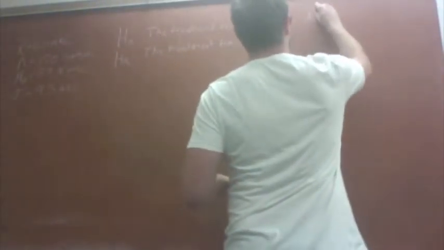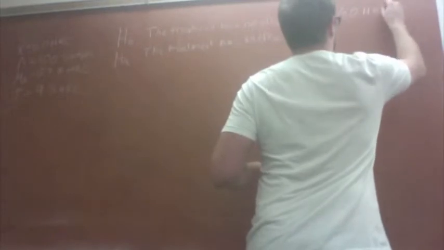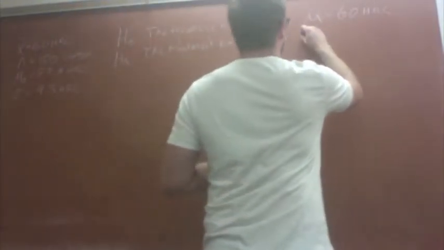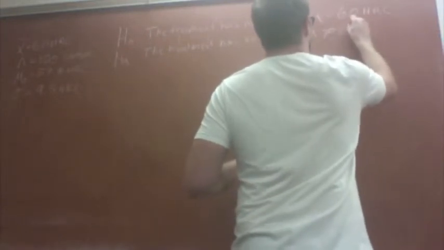So if the treatment does not have an effect for the null hypothesis, we're going to say that our mean is equal to exactly what it was before. So in our original sample, we know that it was at 60 HRC. And then for our alternative, we're trying to say that it was anything but 60 HRC, or the mean. So our mu in this case does not equal 60 HRC.